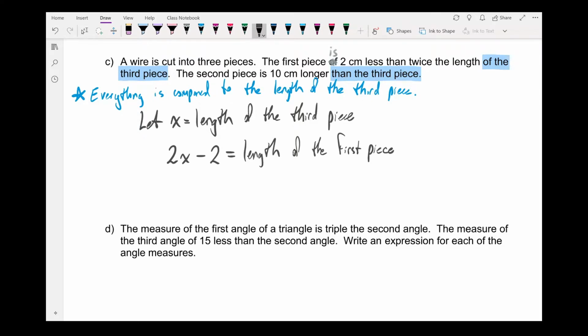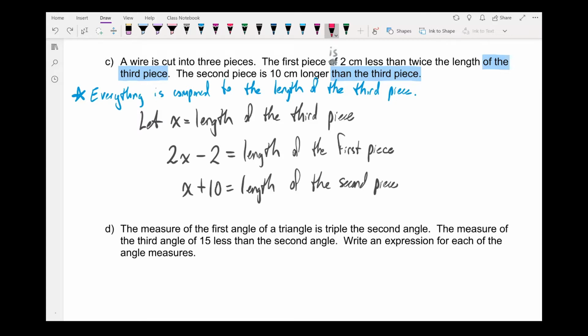The second piece is 10 centimeters longer than the third piece. That's actually an easy expression. The second piece is 10 more. So we have the third piece's length, we add 10, and we get the length of the second piece. Now I've written this out fully for clarity, but if you just wanted to, you could have written length of the, and then the second piece in quotation marks, to save yourself a bit of writing. But it's good to be complete.